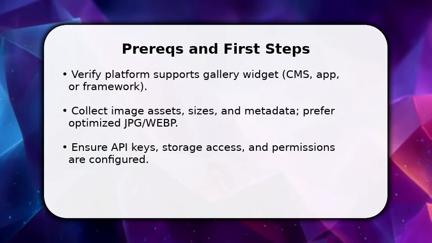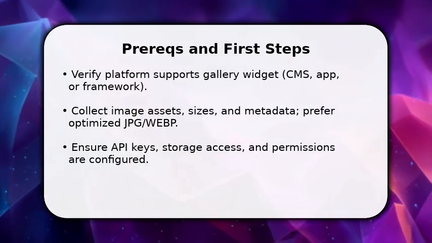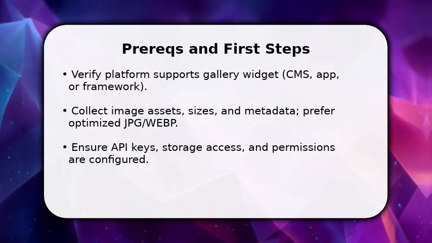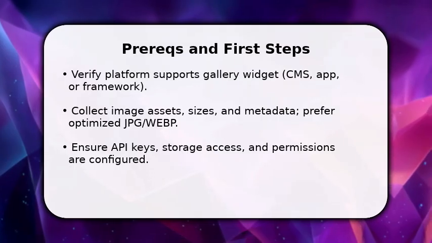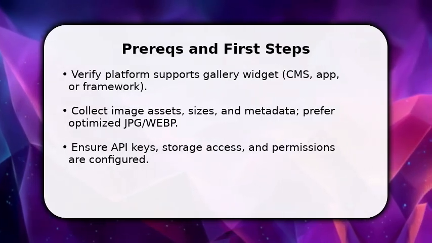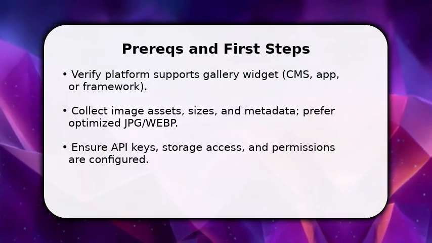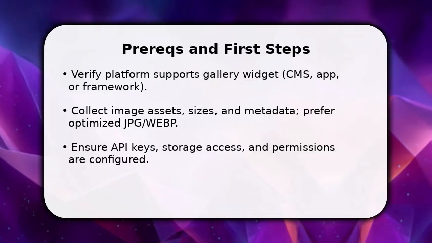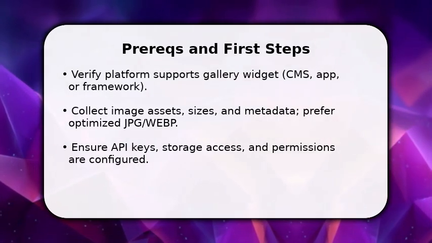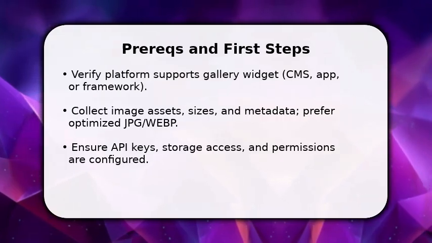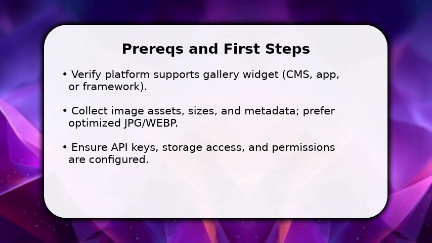You start by confirming the platform supports a gallery widget and that you have access rights. This avoids dead ends later. Next, gather your images, optimize to web-friendly sizes, and organize file names and metadata so the widget can index them. Then enable any required APIs or storage permissions. Think CDN, Media Bucket, or local assets. Once these pieces are in place, you're ready to install or enable the gallery component and move into configuration without wasting time.